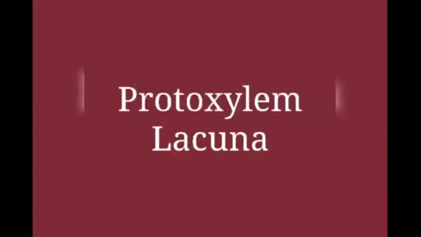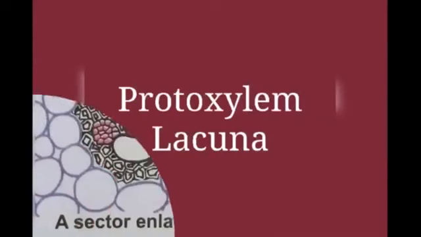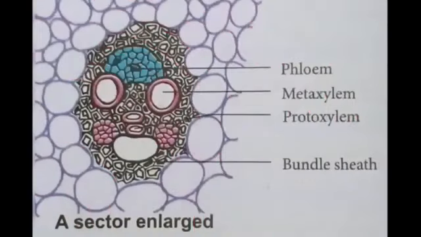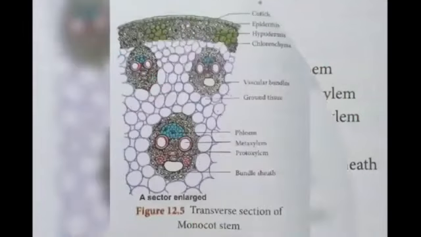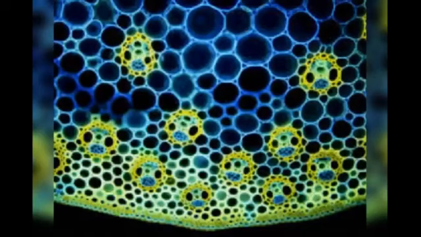The protoxylem lacunae is a unique character of the monocot stem, which gives a cavity to the cell-like structure. This looks like the shape of a skull. So monocot stem is also known for its skull-shaped vascular bundle. The microscopic view of the monocot stem is given here. You can find the vascular bundles are scattered. They are not arranged in any order. They are scattered everywhere in the ground tissue.